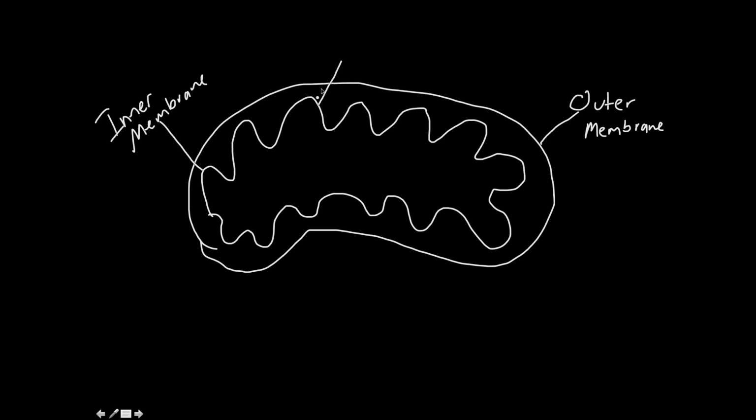So here, these folds are called cristae. I've heard them pronounced several different ways, but these folds are going to be called cristae, and that increases our surface area for our mitochondria. The inner portion of the mitochondria is going to be called the matrix. So that's this inner space here. The space in between the two membranes is the intermembrane space.